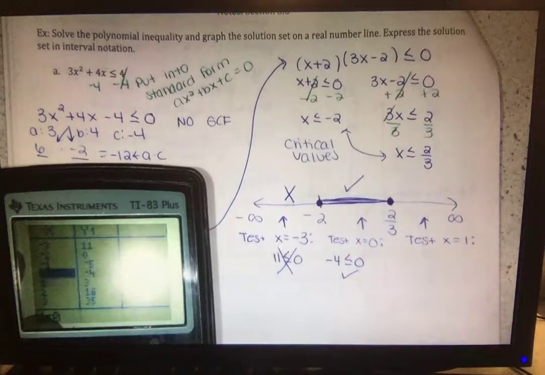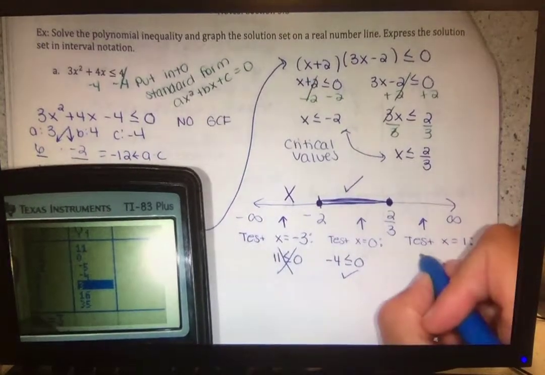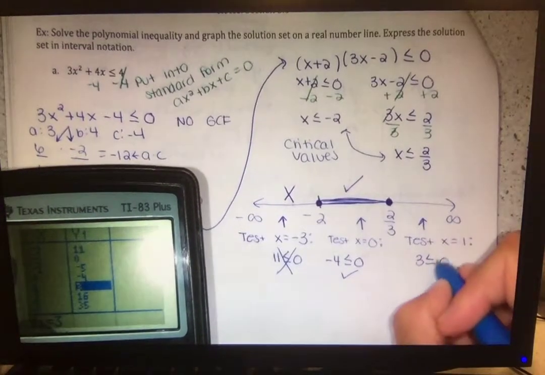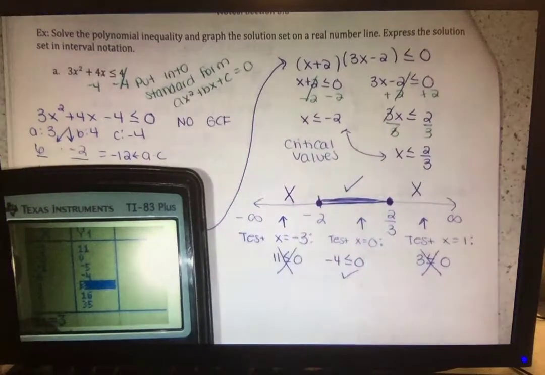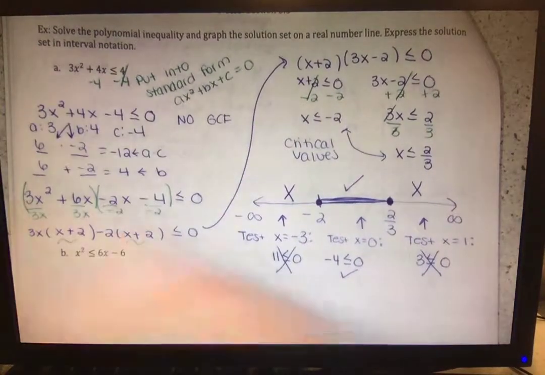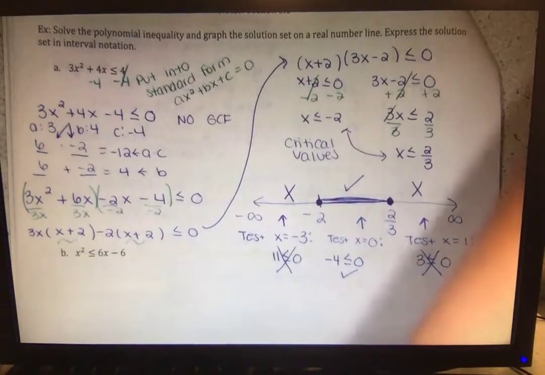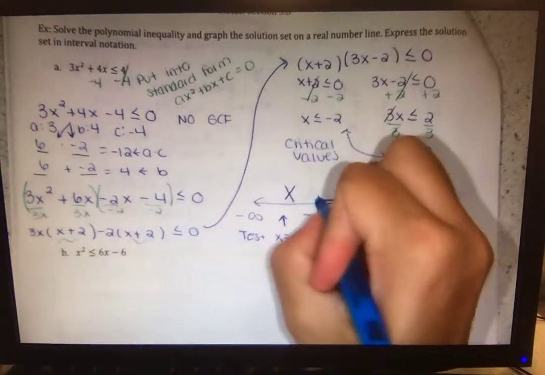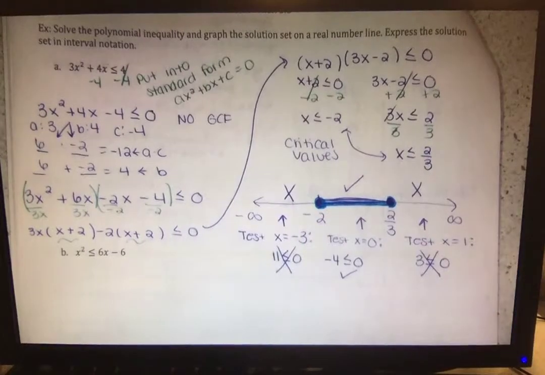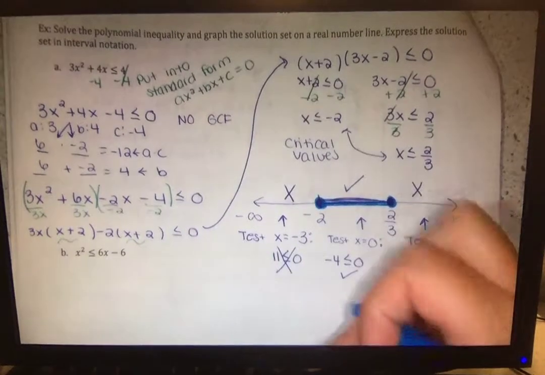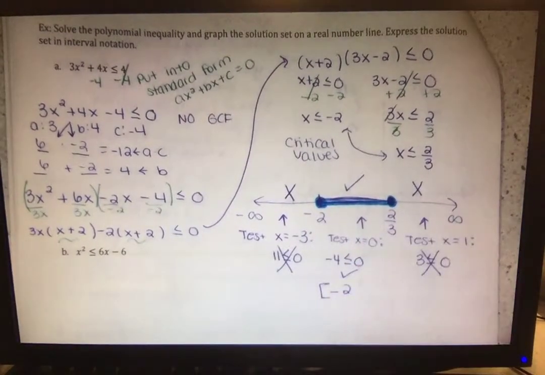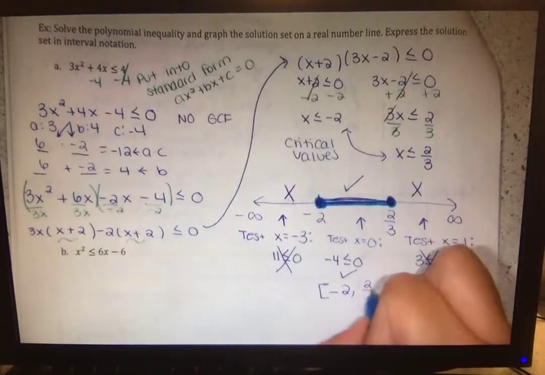And then lastly, plugging in positive 1, we get out positive 3. Is positive 3 less than or equal to 0? No, so this last right section does not work. So our final answer is the interval between negative 2 and positive 2/3, including those endpoints. So writing this in interval notation, because it's closed circles, we have brackets. From left to right, we're going from negative 2 to positive 2/3.